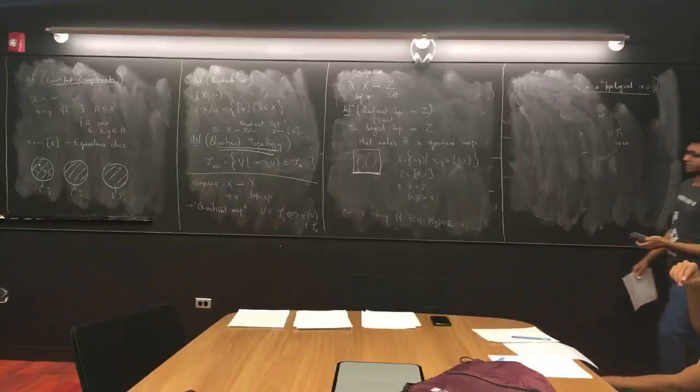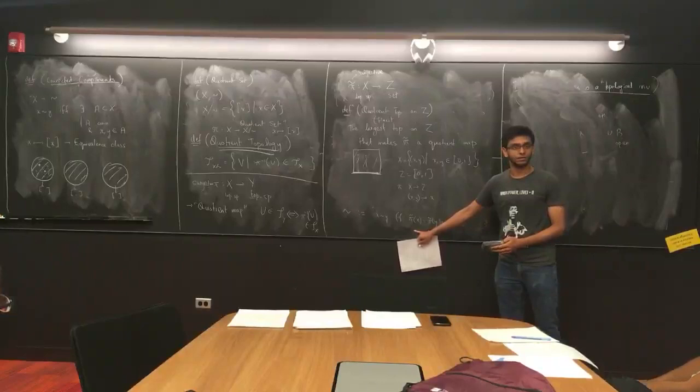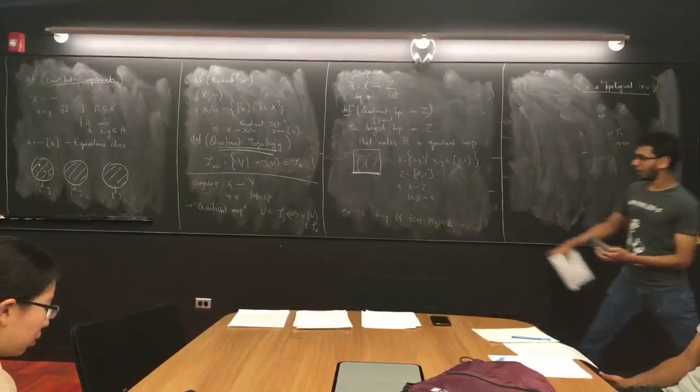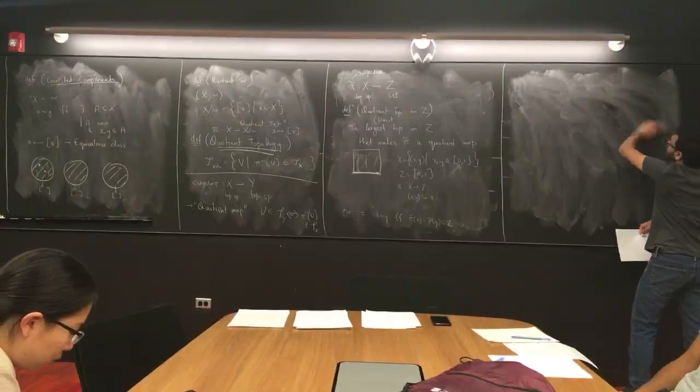Because Z can basically be thought of as those elements which are equivalence classes under this function pi. Exactly. So what this quotient set is, through this equivalence relation, any quotient set, the image is going to be some sort of partition of X.